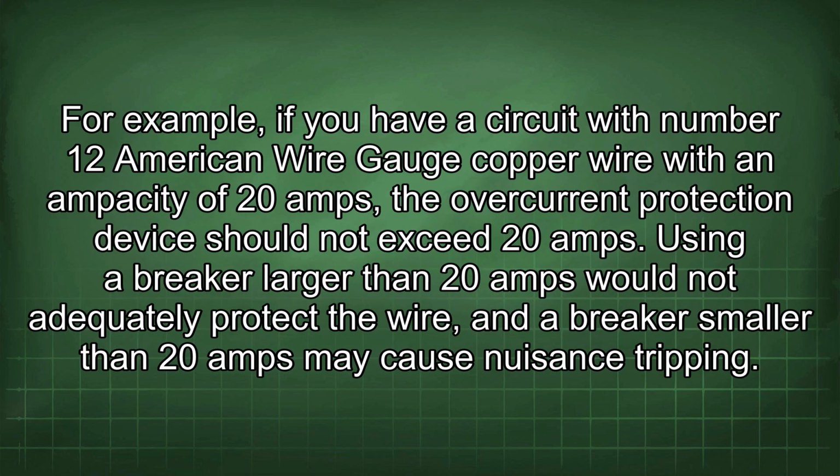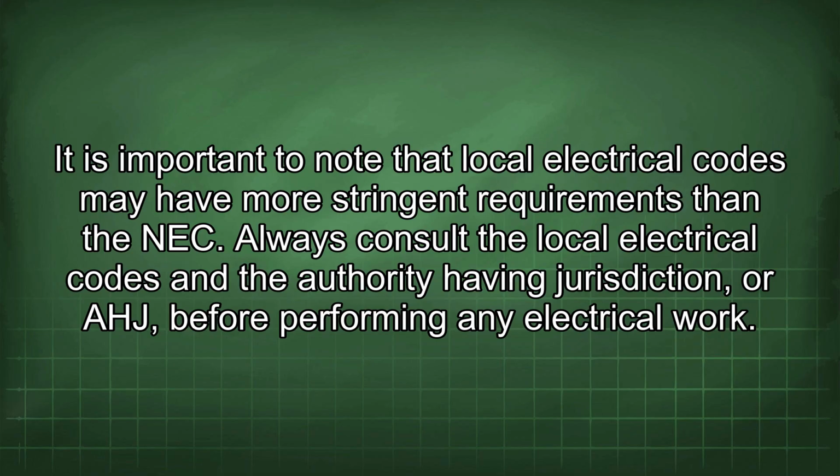For example, if you have a circuit with number 12 American wire gauge copper wire with an ampacity of 20 amps, the overcurrent protection device should not exceed 20 amps. Using a breaker larger than 20 amps would not adequately protect the wire, and a breaker smaller than 20 amps may cause nuisance tripping. It is important to note that local electrical codes may have more stringent requirements than the NEC. Always consult the local electrical codes and the authority having jurisdiction, or AHJ, before performing any electrical work.